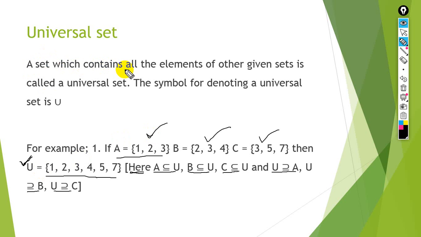A set which contains all the elements of other given sets is called a universal set. The symbol for denoting a universal set is capital U. So we are using capital U for the representation of the universal set. Universal set means it has the elements of all the given sets. So then we can say that this is a universal set.